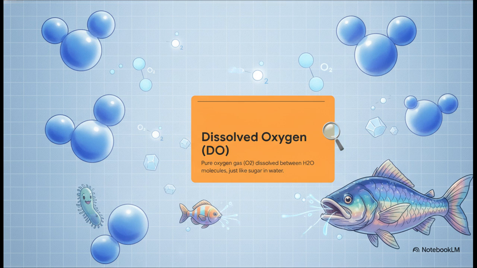The DO we're talking about is free-floating, pure oxygen gas, O2, that literally dissolves and fits seamlessly into the microscopic spaces between individual H2O molecules. Think of it exactly like sugar or salt dissolving into a glass of water. This free-floating gas is what aquatic organisms, from microscopic bacteria to giant game fish, are actually breathing through their gills.